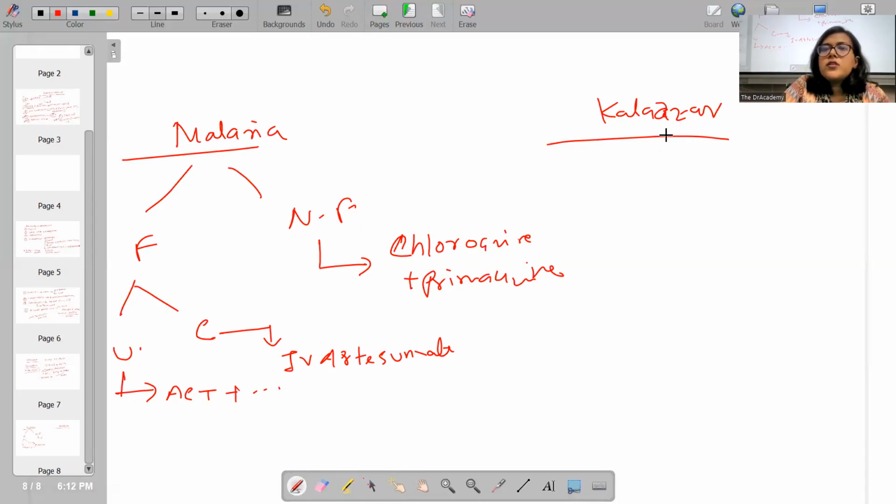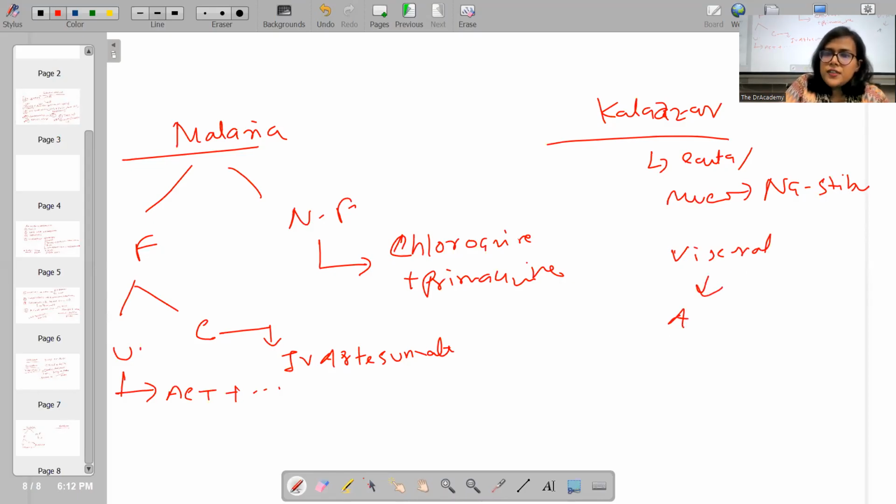Okay, good. For Kala-azar treatment, if this is cutaneous or mucocutaneous, treatment is sodium stibogluconate, and if this is visceral, amphotericin.